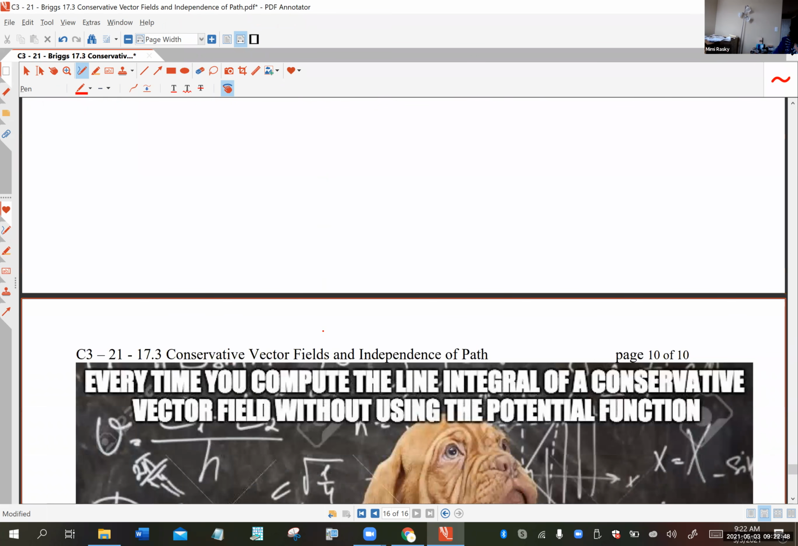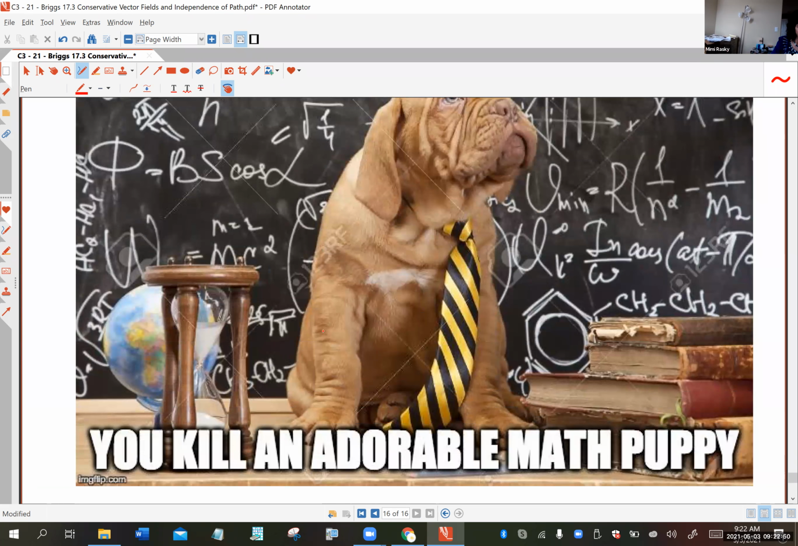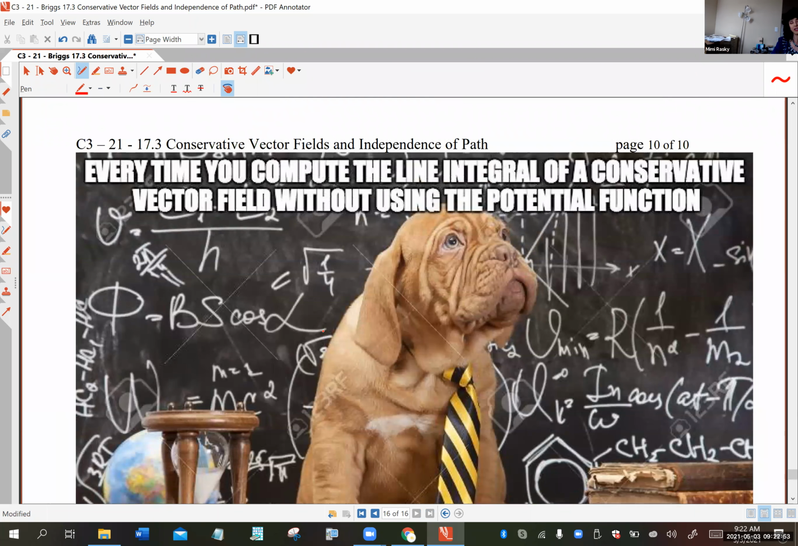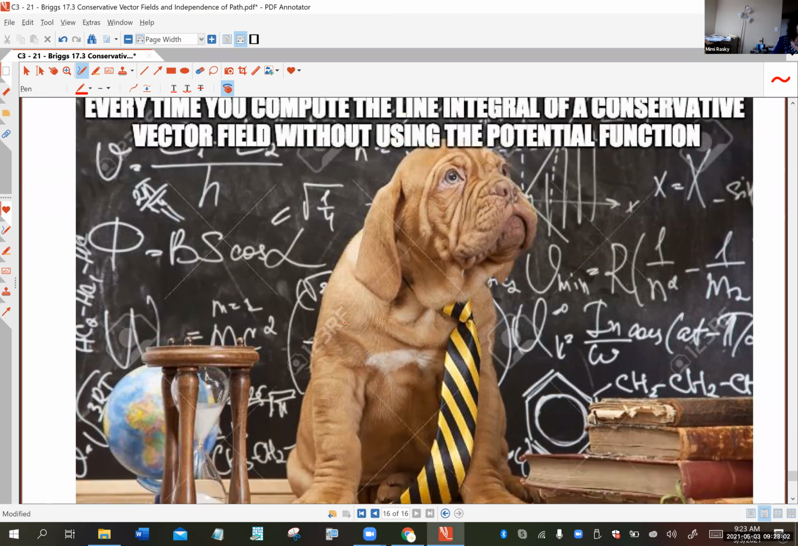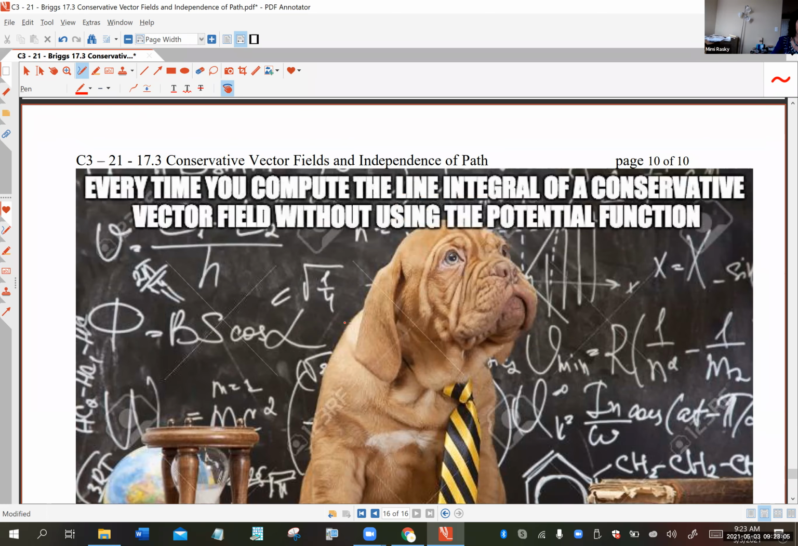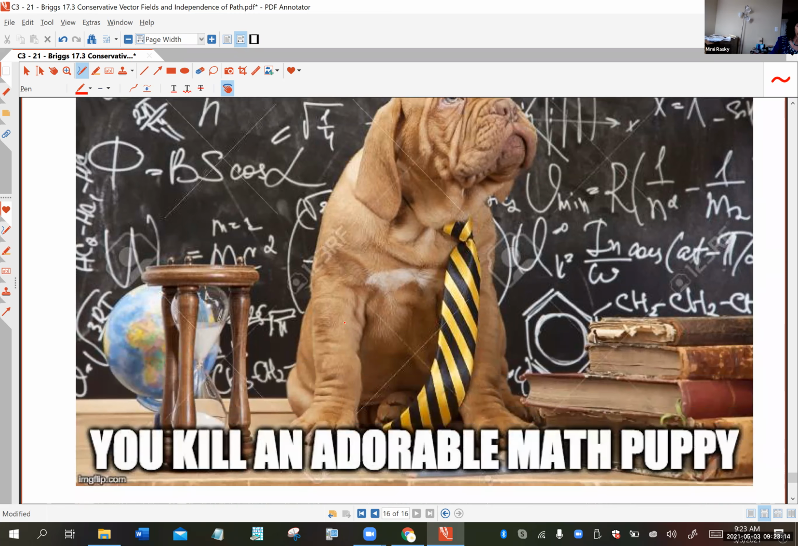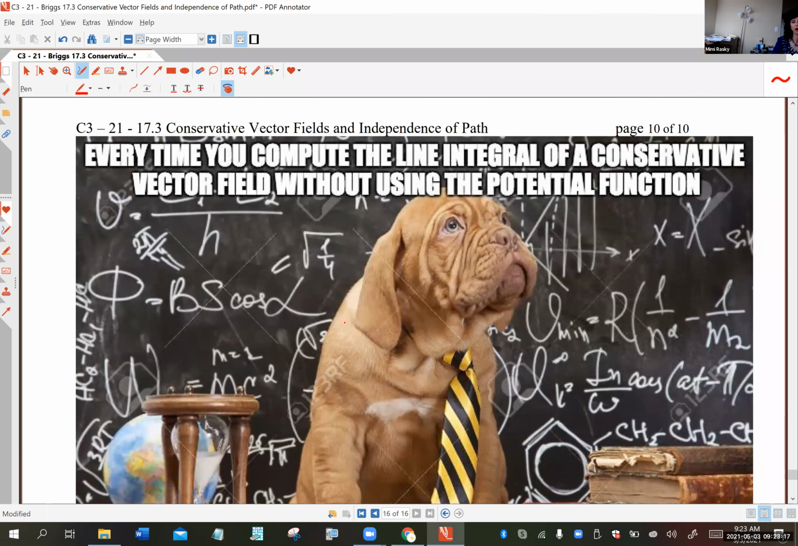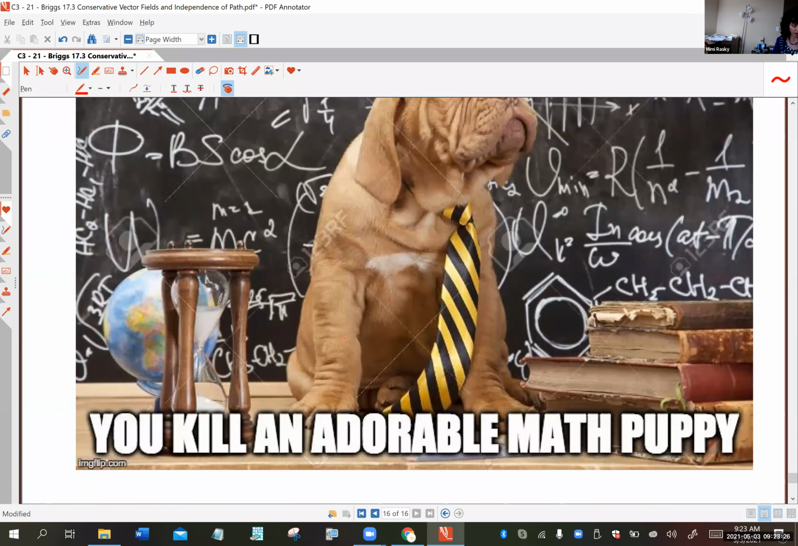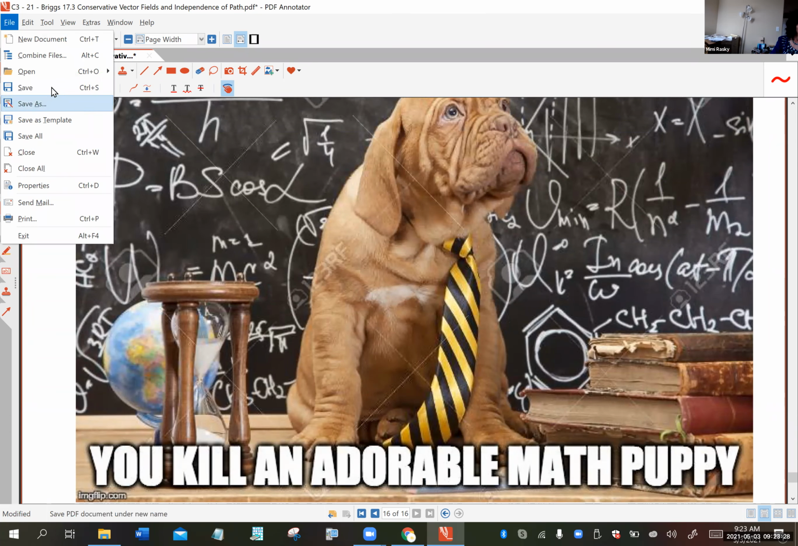Okay, so I'm done. Now, I love this meme because it's funny, and you may not think it's that funny, but please don't get caught thinking that anytime you have a line integral, you have to go parameterize. Because if it's a conservative vector field, you don't have to parameterize anything. Go get the potential function instead, because otherwise you're doing a lot of hard work, and then you're killing an adorable math puppy by doing a bunch of unnecessary work. Yeah, you don't want to do that. You don't want to be guilty of puppy murder. That'd be a bad thing. Okay.